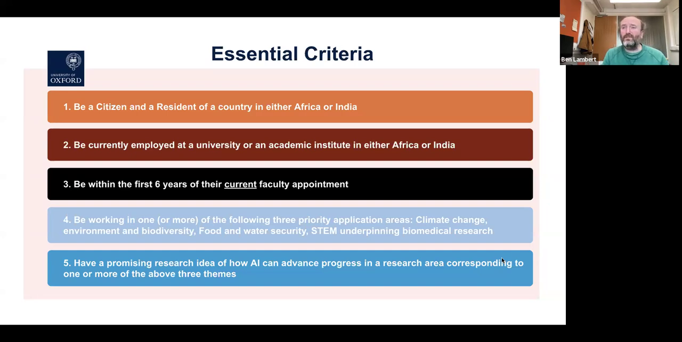I think that we do recognize that in different fields and in different contexts, it can be more or less standard to have lots of publications by a certain point in one's career. And we also recognize that there may be structural reasons why people aren't able to necessarily have the publications at a given point in one's career. So there are no explicit stipulations on publications that we require of people.